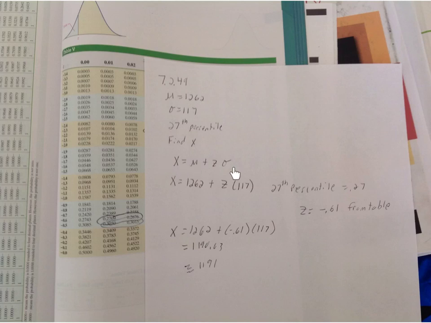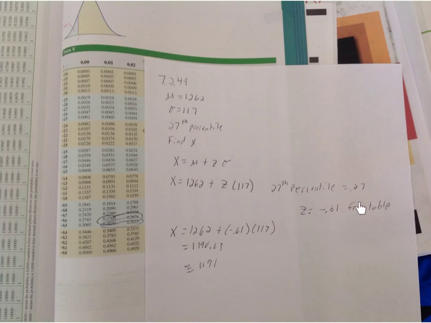So we have this formula that's given. The score equals the mean plus z times the standard deviation. The mean's given up here in the problem, and the standard deviation's given. I guess your question really centers around finding z. Well, 27th percentile means 0.27. And your question, you're confused about the table.